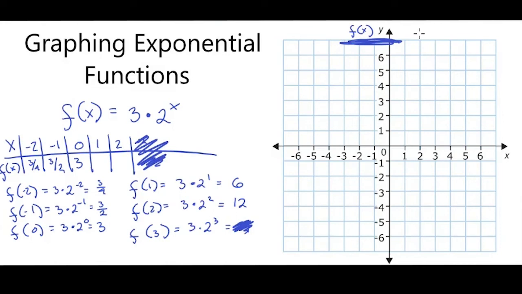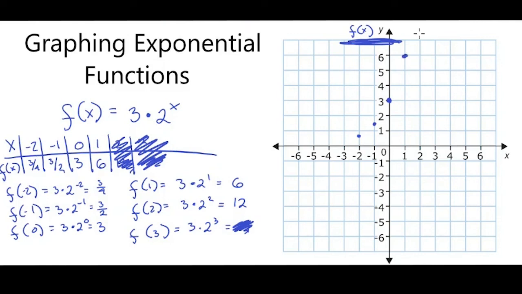So let's plug in these other values here. We have 6 and 12. That's even a little too big for us, so let's not even worry about doing 2 squared. All right. So for this graph, I'm going to plot the points -2, 3/4. Next is -1, 3/2. So -1, 3/2 is 1.5. So I'll put that right there. Next is 0, 3. And finally, 1, 6.